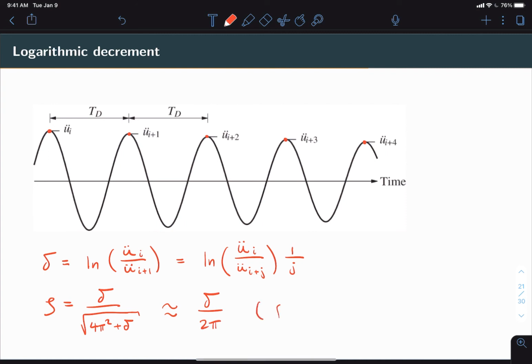And again, when I say if damping is low, I'm talking about zeta less than or equal to about 0.2. Okay? So the second equation here comes in handy if we know zeta but need to solve for delta. It's a lot easier to solve that way.